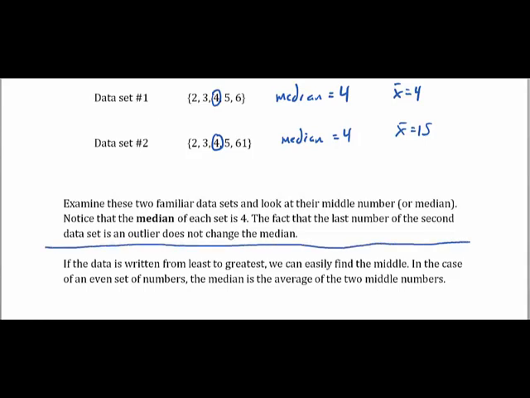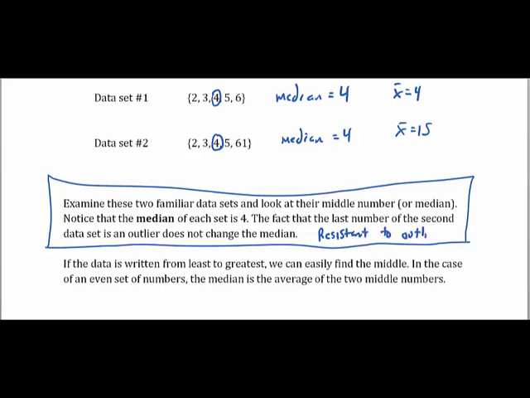Now, I want to say something before I move the video again, because I feel like I may have glossed over something that was very important with this statement right here. This statement says that the fact that the last number of the second data set is an outlier does not change the median. This means that the median is resistant to outliers. An outlier does not change the median. So the median has this resistance to getting pulled by extreme values. And that's why it's probably the better choice in a skewed data set.